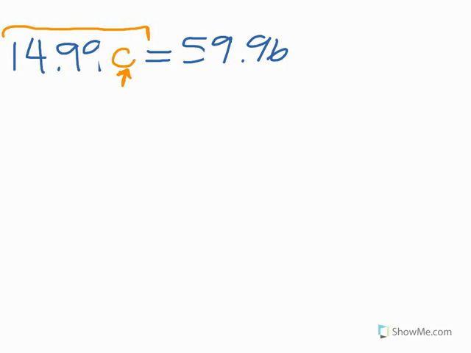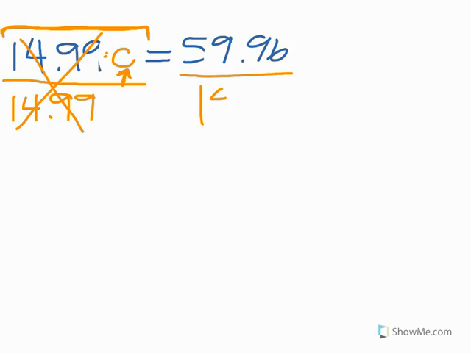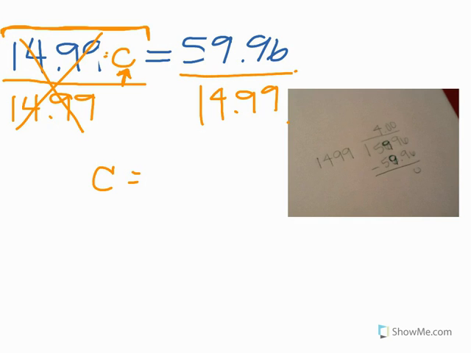Between this $14.99 and this C, there's multiplication happening. This is the same thing as $14.99 times C. So the way that we get rid of this $14.99 is by dividing. This is multiplication. The opposite of multiplying is dividing. So I'm going to divide by $14.99. These are going to cancel out, and whatever I do to one side, I have to do to the other side. So I have C left on this side is equal to $59.96 divided by $14.99.